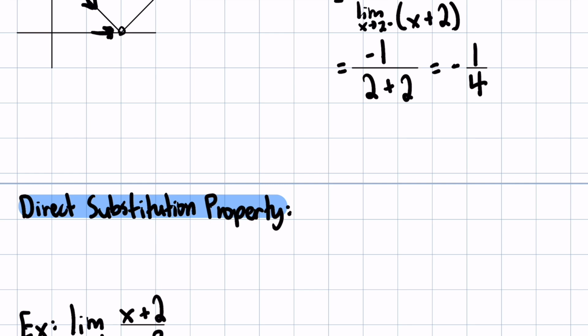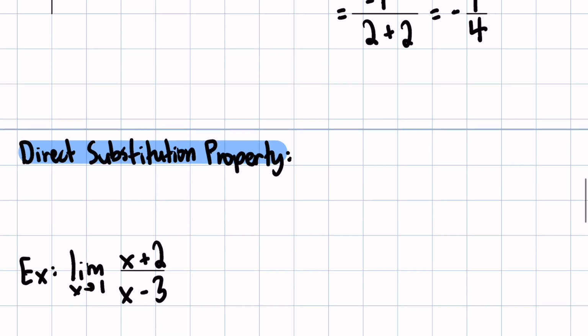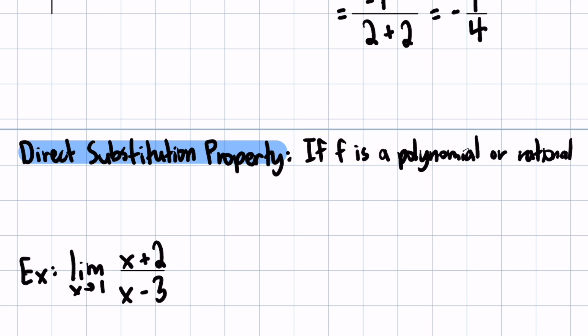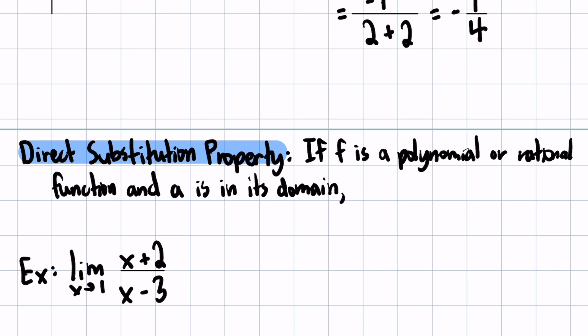And so the direct substitution property has to do with polynomials and rational functions. So if f is a polynomial or a rational function, and a is a number in its domain, then the limit as x approaches a of f of x is just going to be f of a. So we can literally just plug in a into the function and get our limit. So that's our direct substitution property, and we're going to see it in practice.